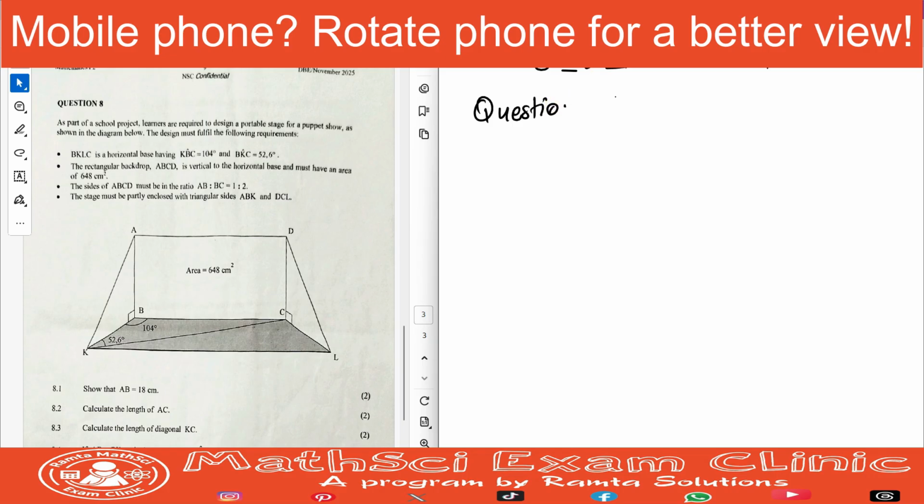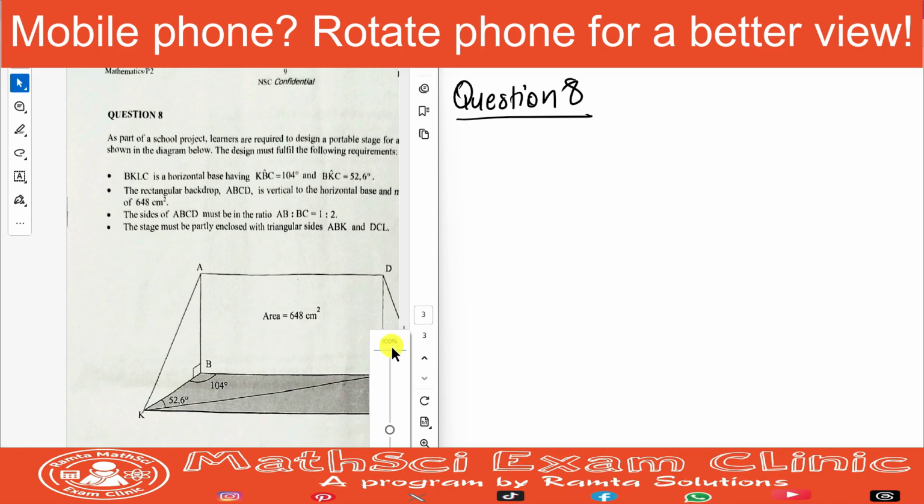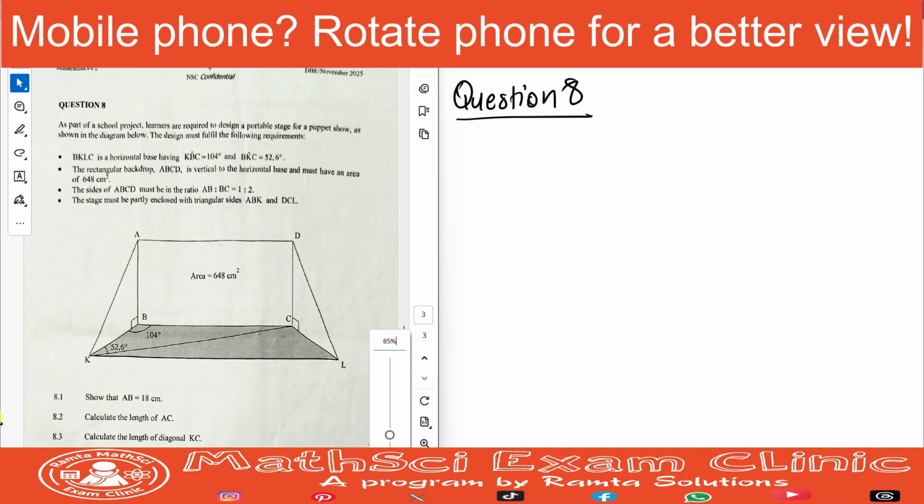Question 8. So let's see question 8. So much reading. Let me try to zoom this in a bit. 85, let me check 85. Yeah, it's fine. All right.